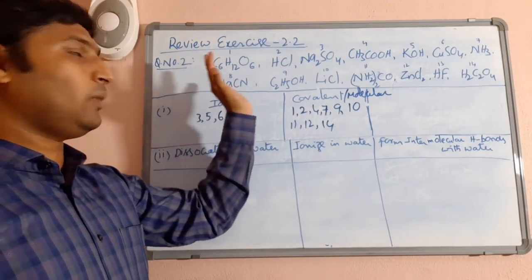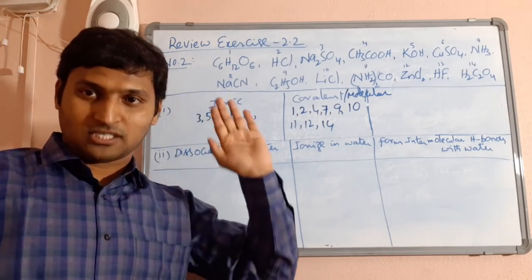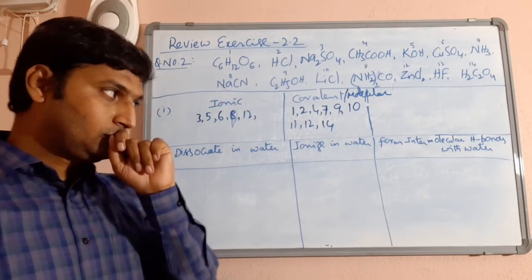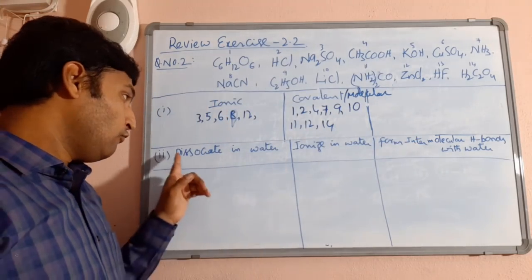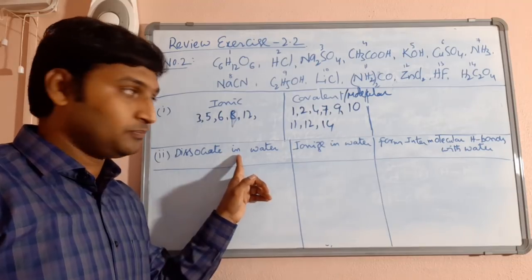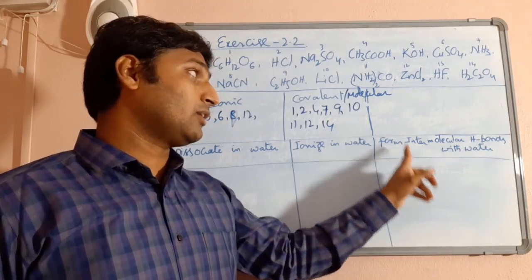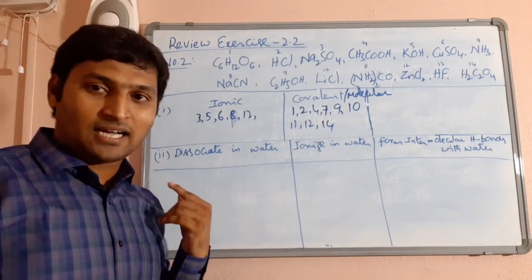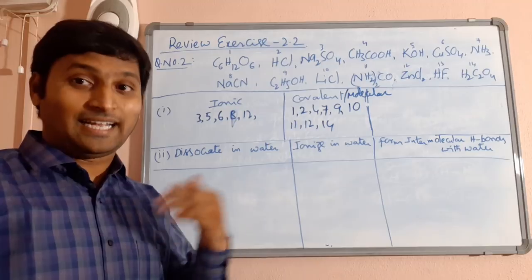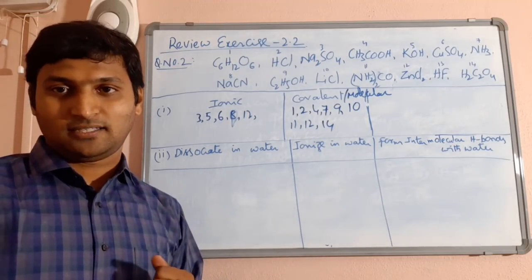So after we got command on recognizing which substance is ionic and which substance is covalent, now from these 14 substances they are asking which one would dissociate in water, which one would ionize in water, and which one would form intermolecular hydrogen bonds with water. Let me give you background of it, how to recognize. Then you pause the video, try to answer and then get back here.